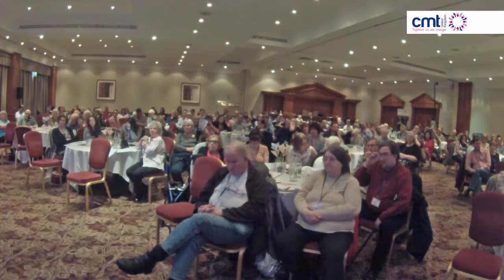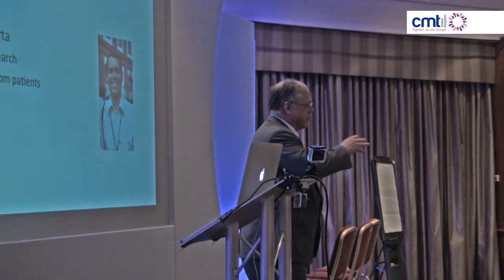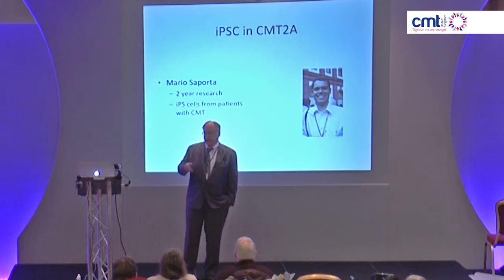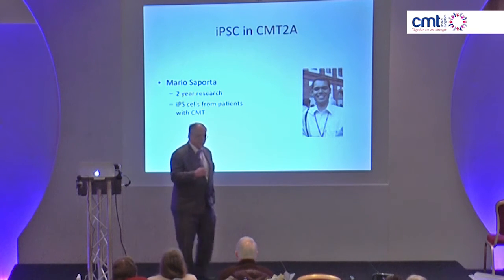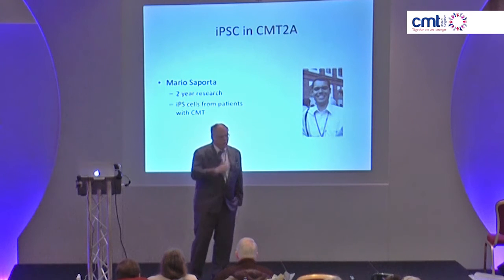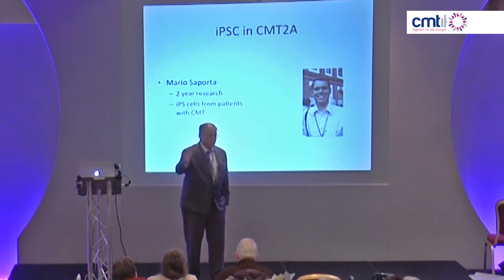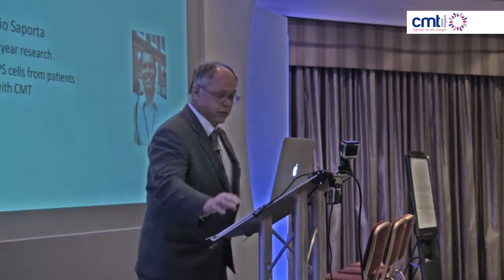Also, if you go from cell lines, there's no human factor anywhere in the equation. So first I'm going to show you work done by a trainee of Mary and myself, Mario Saporta. Going back to these skin biopsies, he grew up the skin cells, which are called fibroblasts, and then turned them into stem cells that have the potential to become any type of cell you want. Those are called induced pluripotent stem cells, or iPSCs, and then he turned those into nerve cells. I'll just show you those.